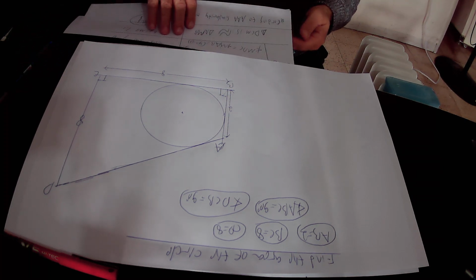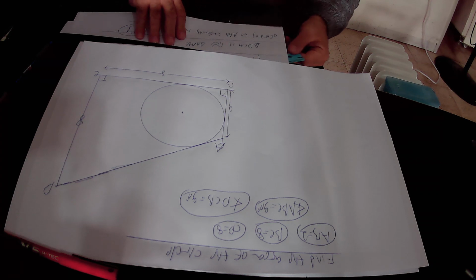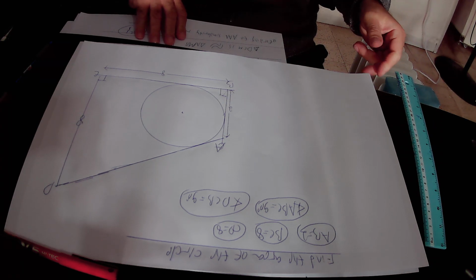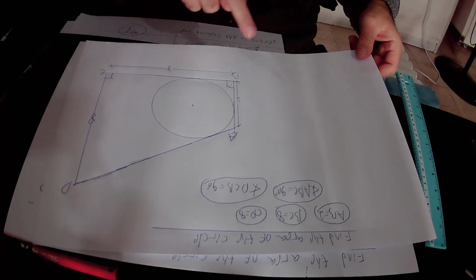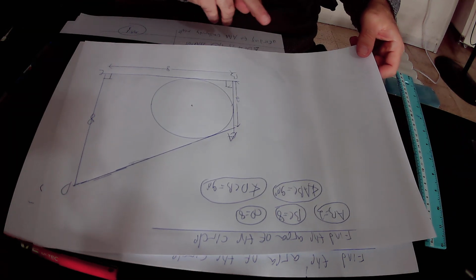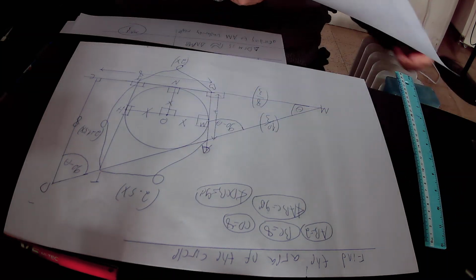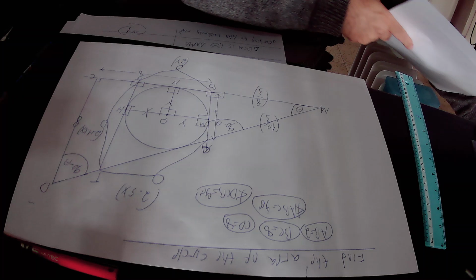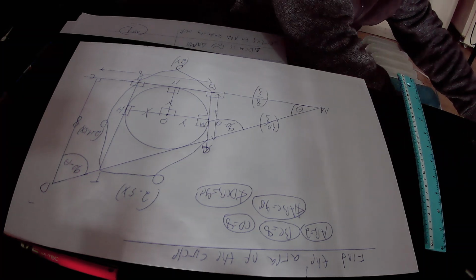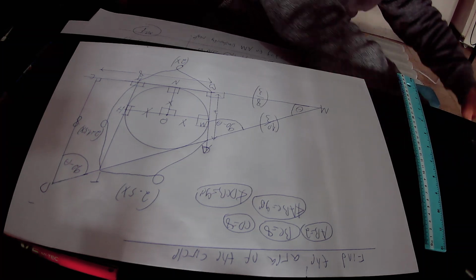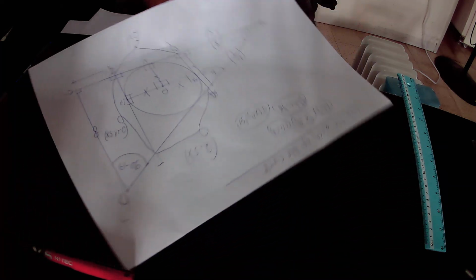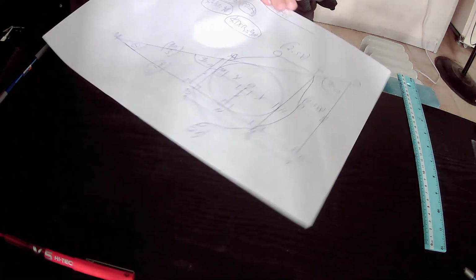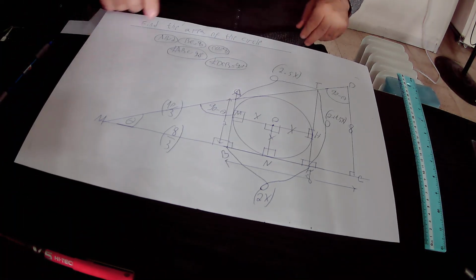So first of all we did the construction. That is to say, we extended side DA and side CB until they touch each other. So this is their touching point. We define their touching point as point M.